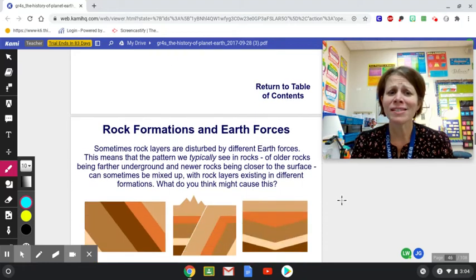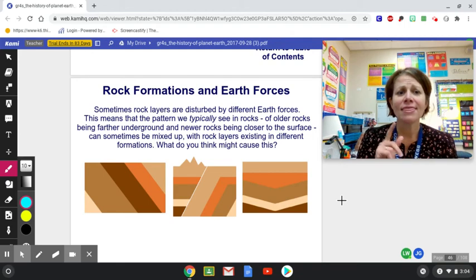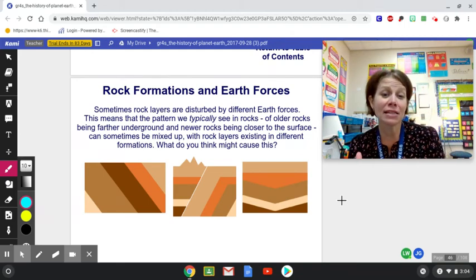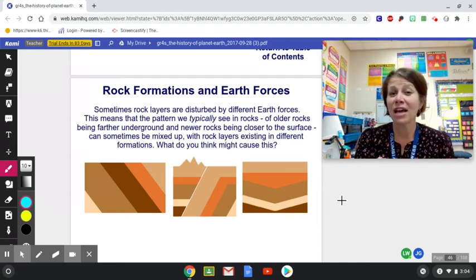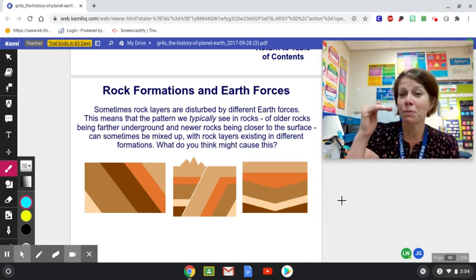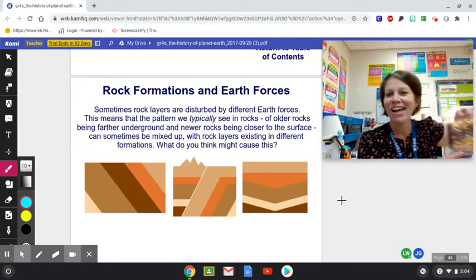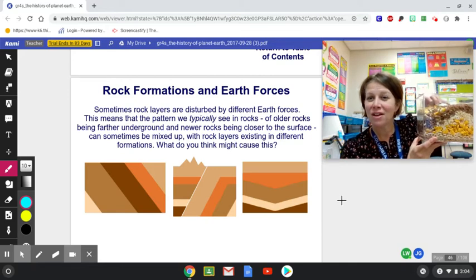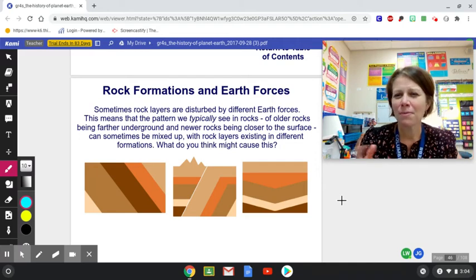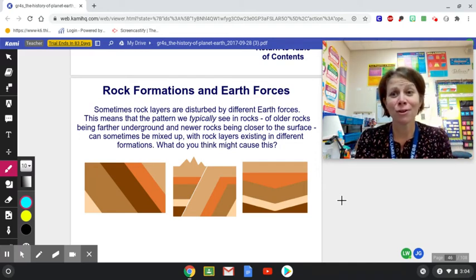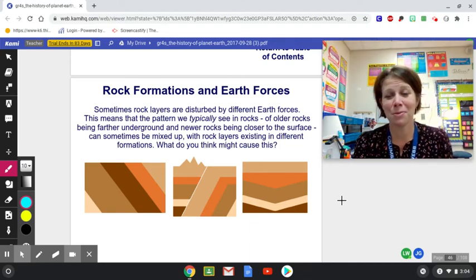So sometimes rock layers are disturbed by different earth forces. This means that the pattern we typically see in a rock, the layers further down being older and the newer ones closer to the surface being younger, sometimes they get mixed up. Remember, we talked about how humans can kind of do that the other day, but Earth does it to itself. So think about that. What are some of the things that the Earth does to itself that causes those layers to get mixed up?